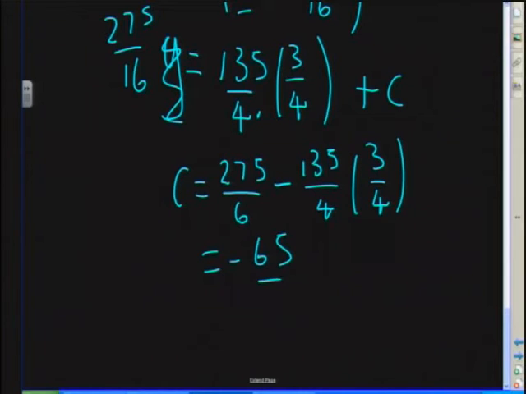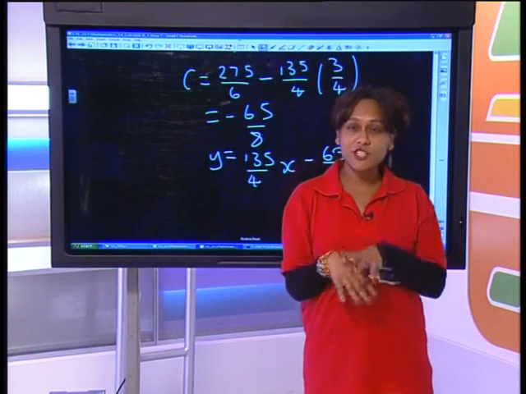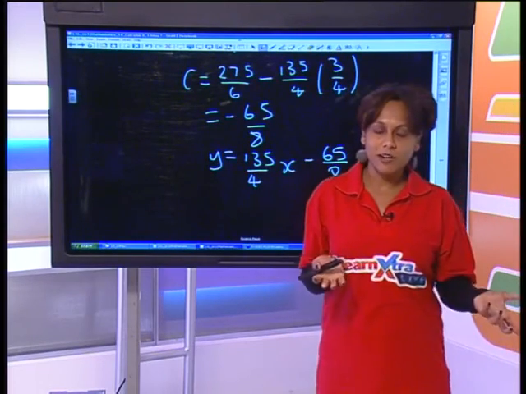Okay, so therefore our equation, and we can end it off nicely, is y is equal to 135 over 4x minus 65 over 8. So it's 135 over 4 times x minus 65 over 8. And that is the equation of your tangent. It doesn't look very pretty, but sometimes you don't get equations that work out beautifully.